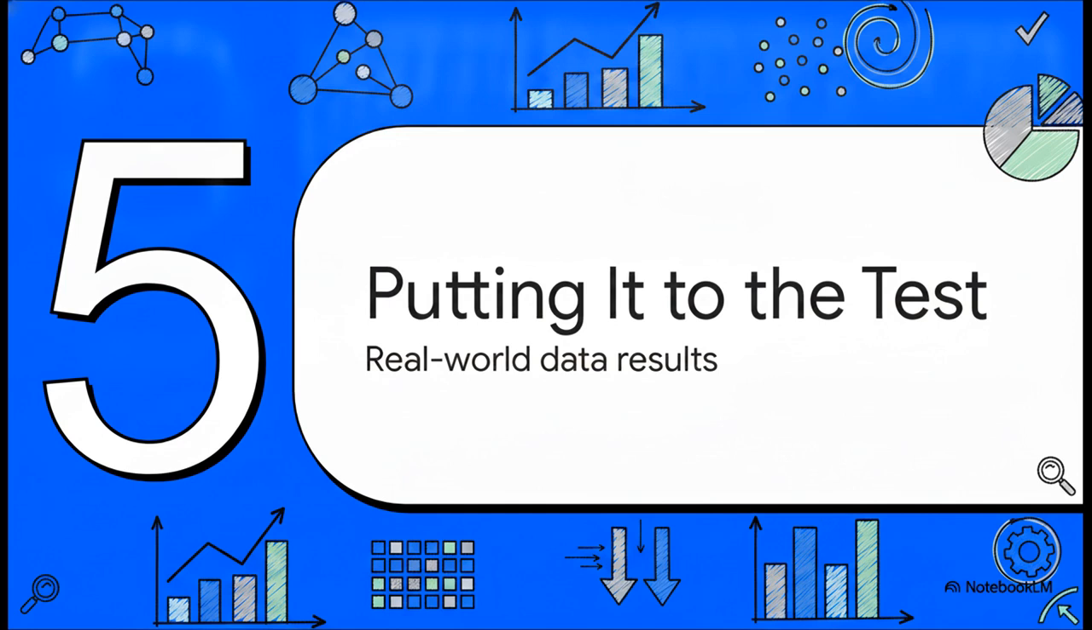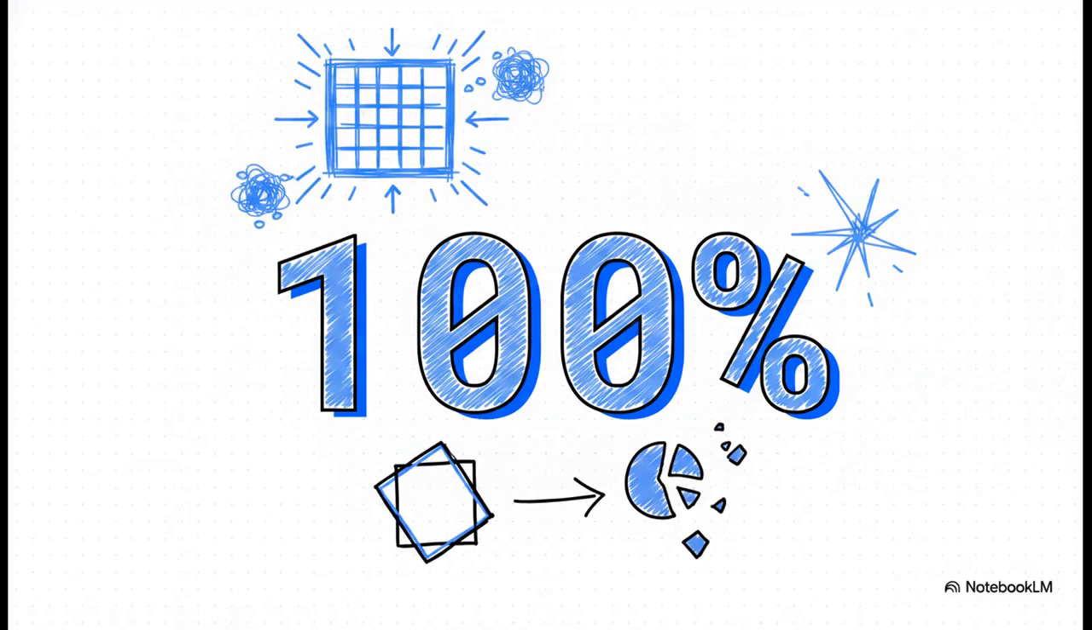All right, let's look at the actual data. Section 5, putting it to the test, real-world data results. Get this, in experiments on fully randomly generated data, the GSFGM model hit exactly 100% accuracy in identifying the correct row and column indices at low noise levels. 100%. It flawlessly extracted the ground truth factors that the researchers used to generate the data in the first place. This is basically the ultimate sanity check, proving the math is absolutely rock solid in a controlled environment before anyone tries to release it out into the wild.